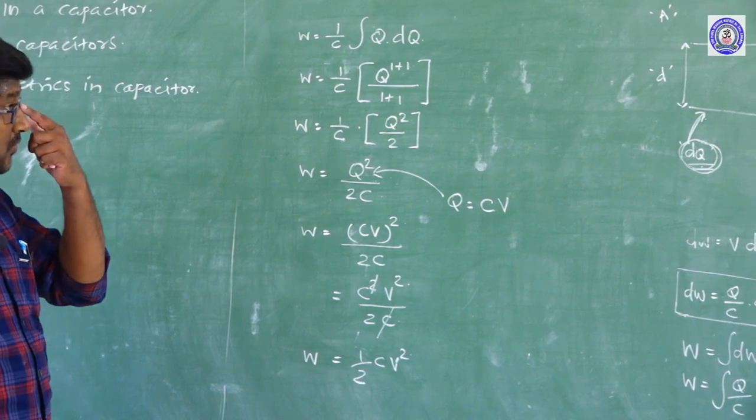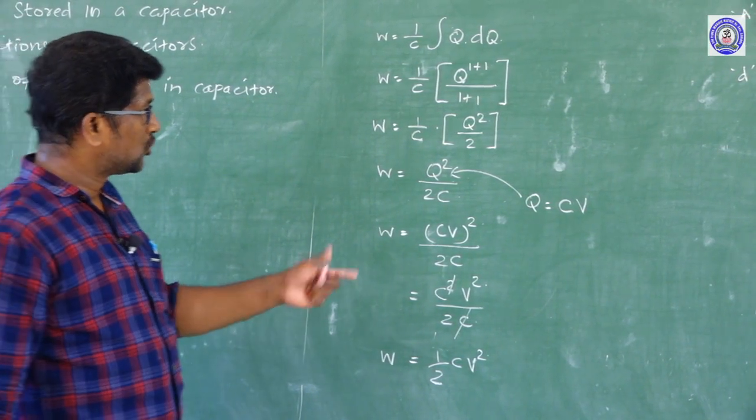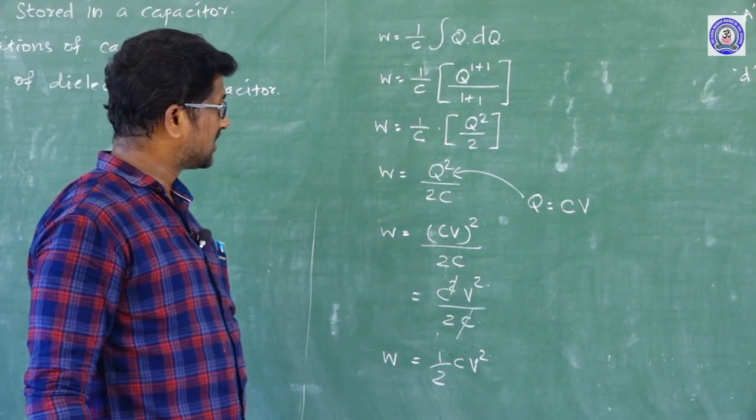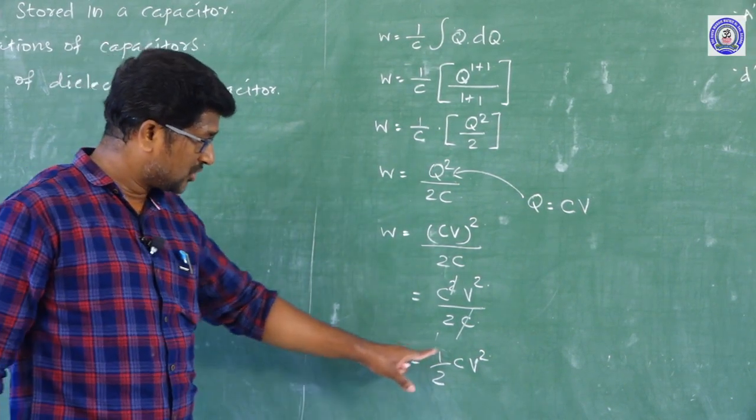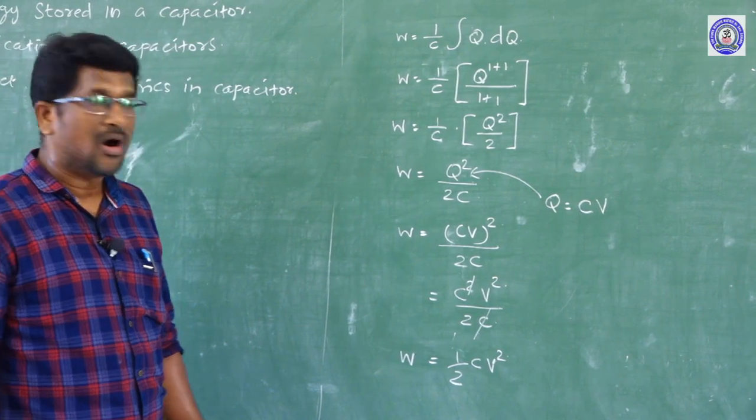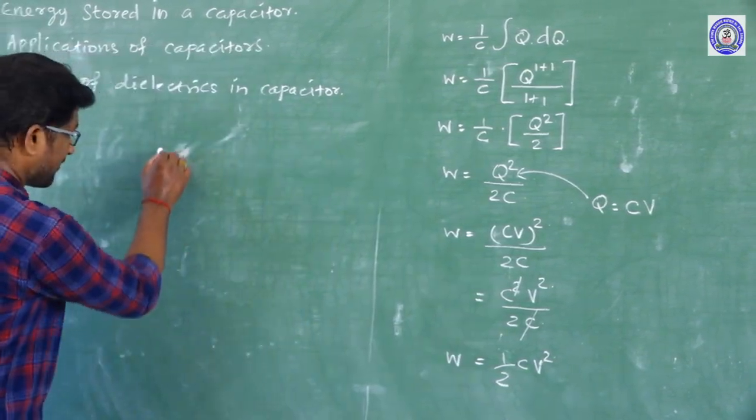So, the total amount of work done by the external agency to store the charge of Q in the capacitor is given by either W is equal to Q square divided by 2C, or W is equal to half CV square. W is equal to half CV square, right.